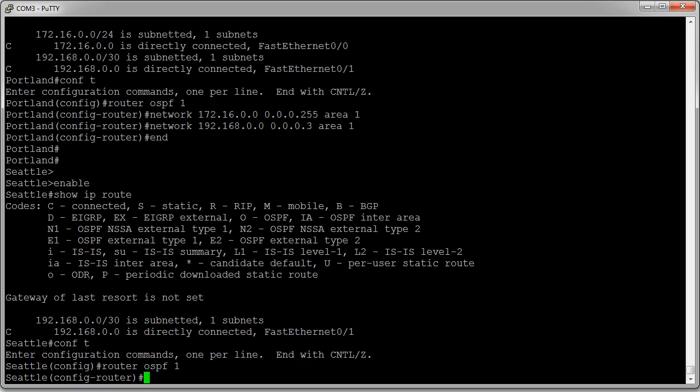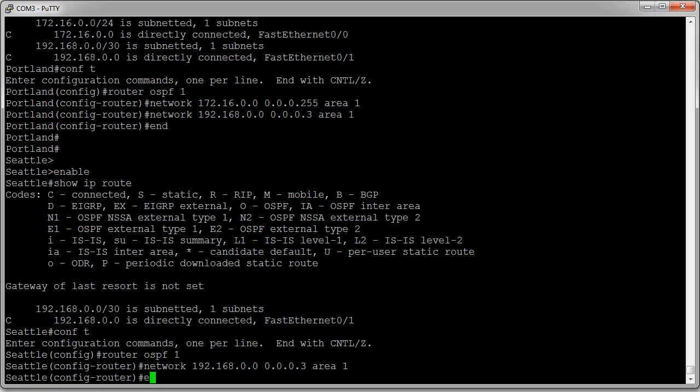Okay, so now that I'm in here, I tell it the network I'm connected to, which it uses to figure out which interfaces to add to the OSPF. So the network 192.168.0.0, and give it a mask of 0.0.0.3. Once again, 32 minus 30 is 2, which gives me 2 bits, and 2 bits, a 1 and 1, is equal to a decimal value of 3. And that's going to be area 1 as well.